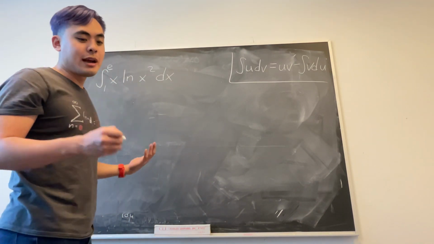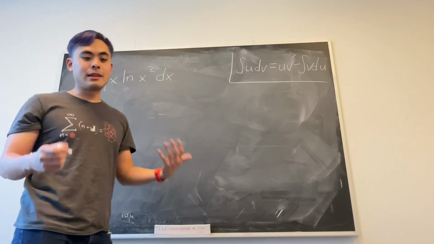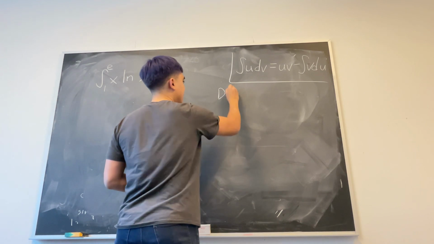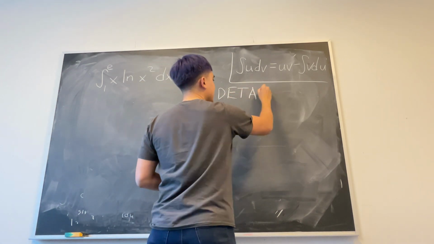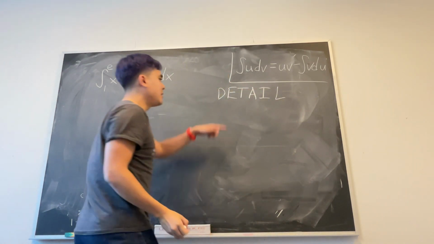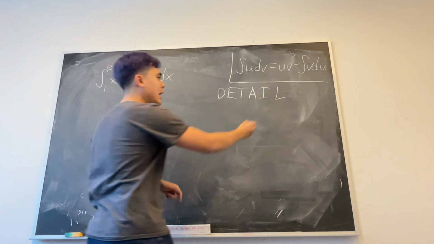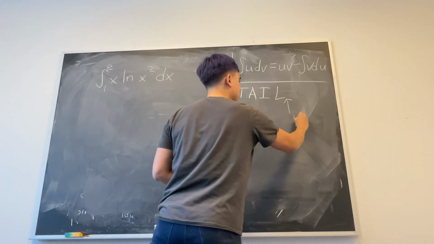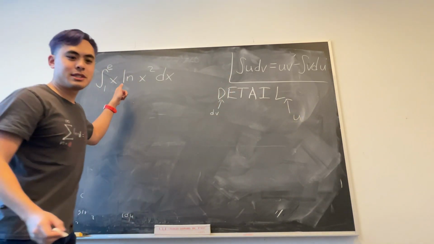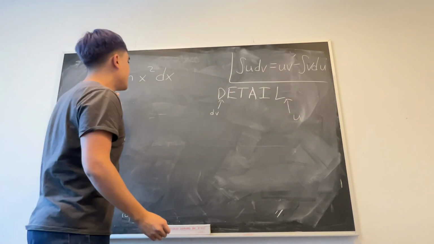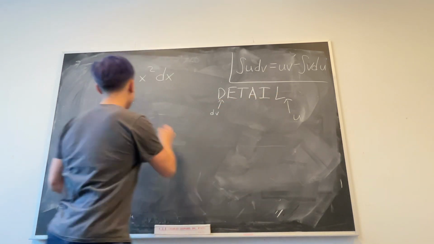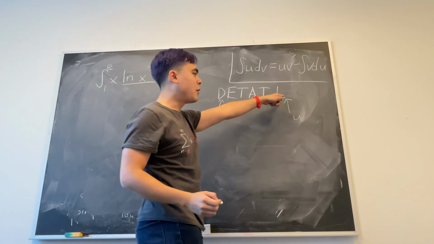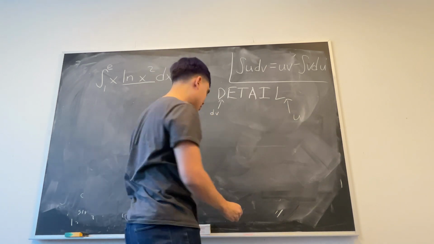Okay, so the first thing you have to do is guess a u and guess a dv. Remember, we have a heuristic where we want to guess that the dv is closer to this end, whereas the u's are closer to this end. So what do we see over here? Well, we have a logarithm, and logarithms are on the very far end, so you might want to guess that that is what u is.